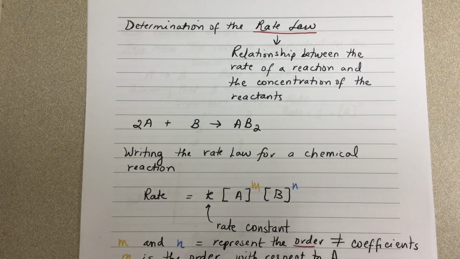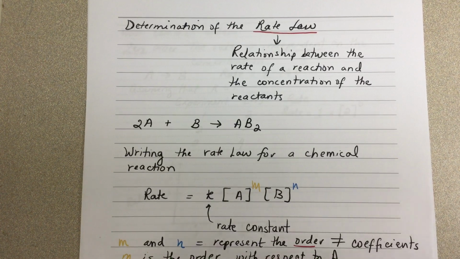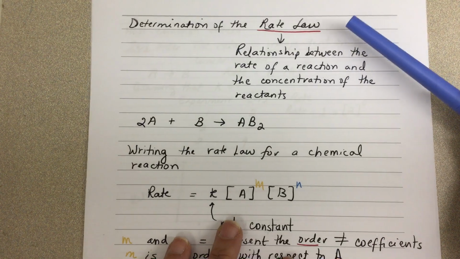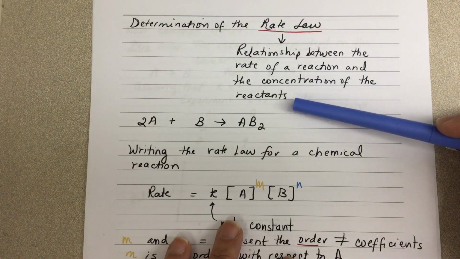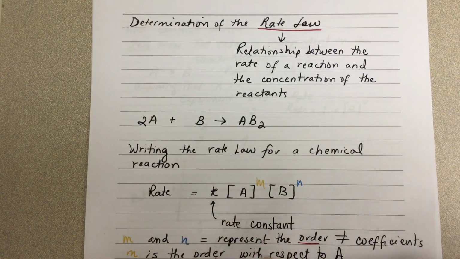The rate law and the actual rate of consumption of a reactant are kind of related. So the rate law is the relationship between the rate of consumption of a reactant and the actual rate of the overall reaction, or how the concentration of a reactant is affecting the rate of the reaction. So when we're determining the rate law, we're looking at the concentration of the reactants.